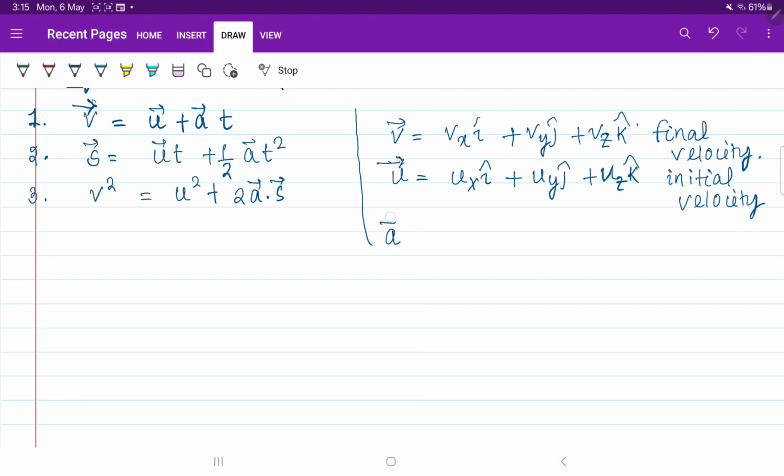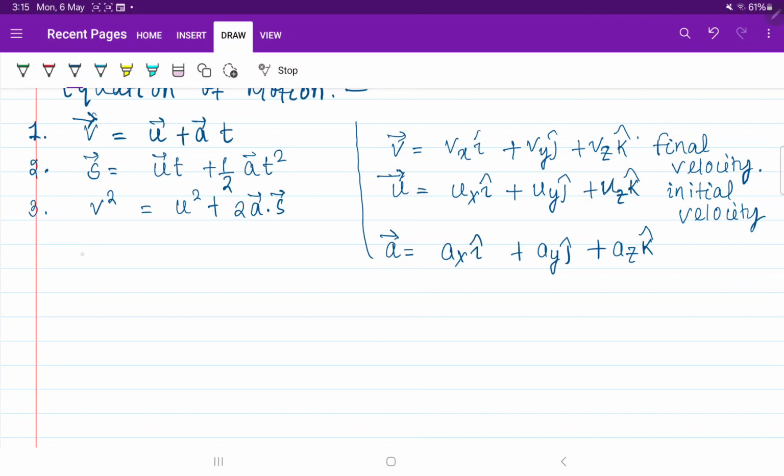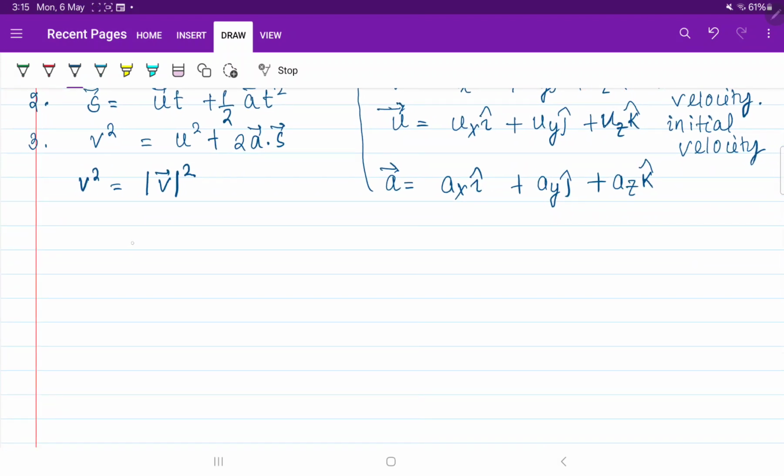Similarly, acceleration can be written as ax i cap plus ay j cap plus az k cap, where ax is the x component of acceleration, ay is the y component, and az is the z component. Here, v square is the same as v vector mod square, which can be written as vx square plus vy square plus vz square.